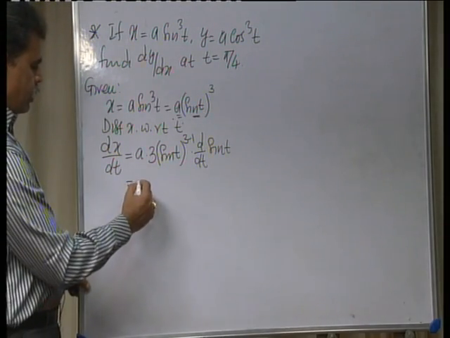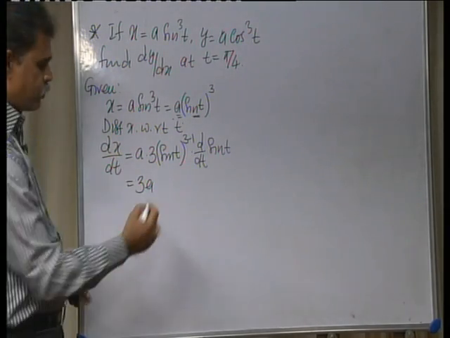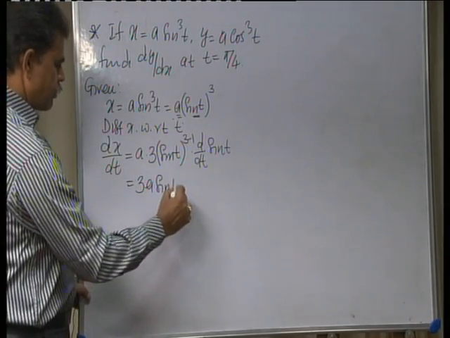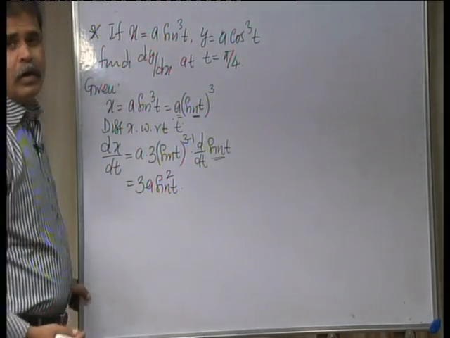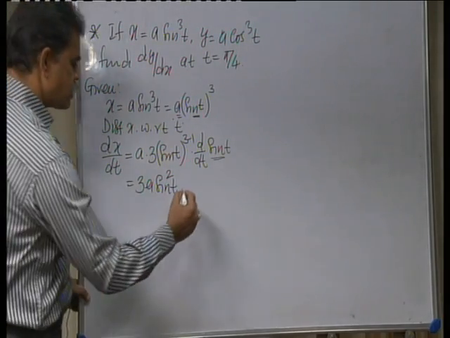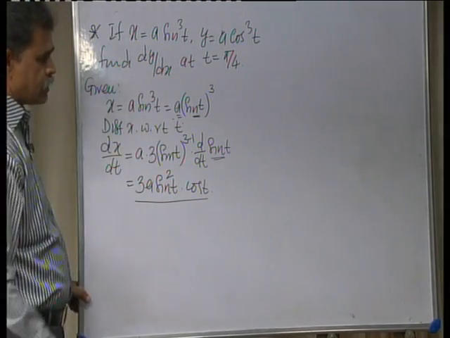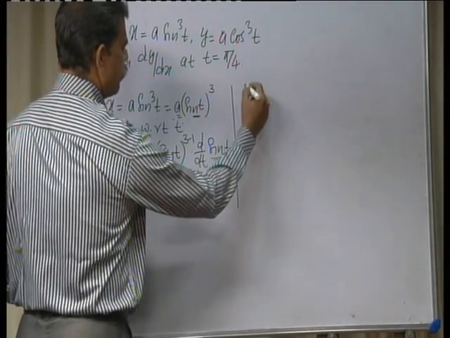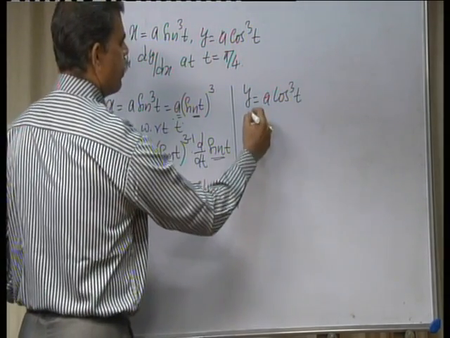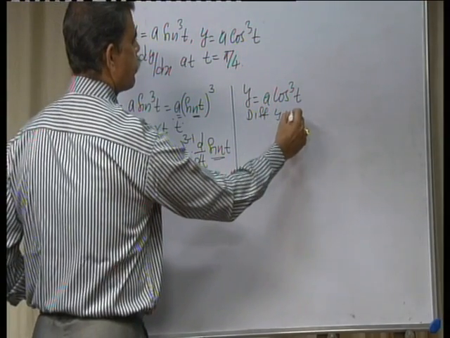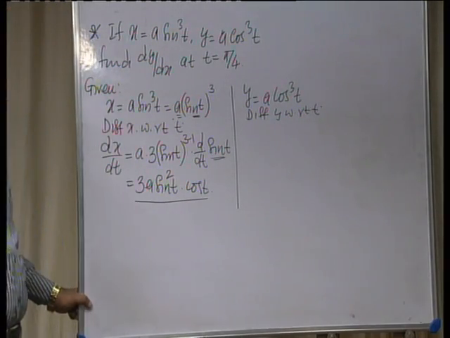This is 3a sin t to the power of 3 minus 1, which is 2, therefore I will take it as sin square t into differentiation of sin t. Differentiation of sin t is cos t. This is the derivative of x. Then you take y is equal to a cos cube t. Differentiate y with respect to t, we get dy by dt.